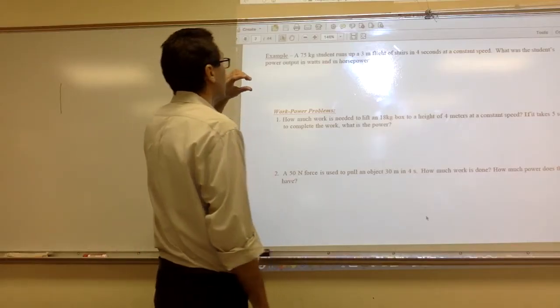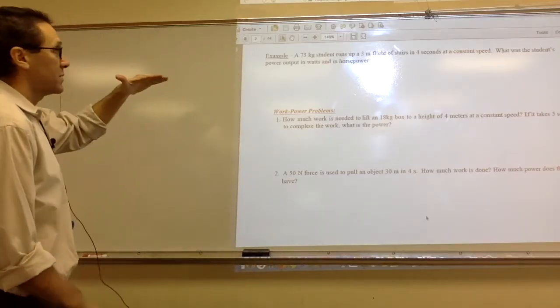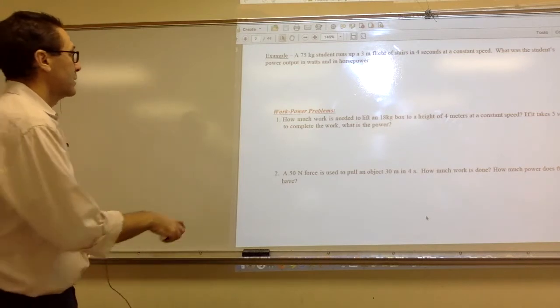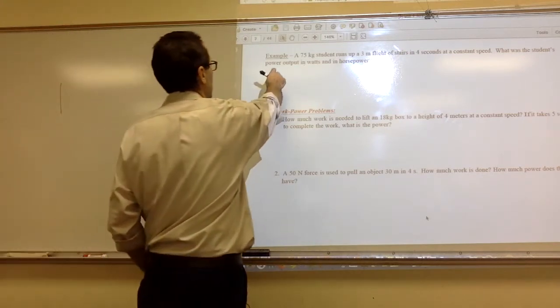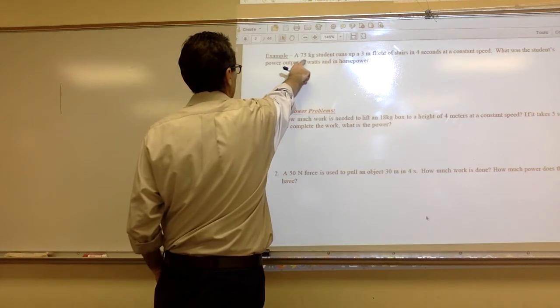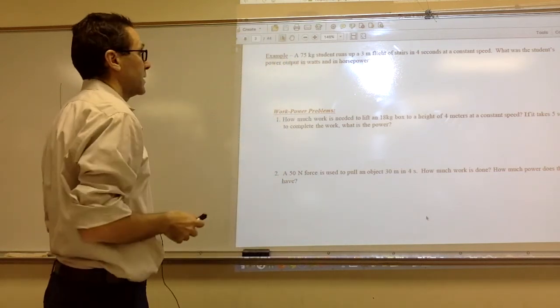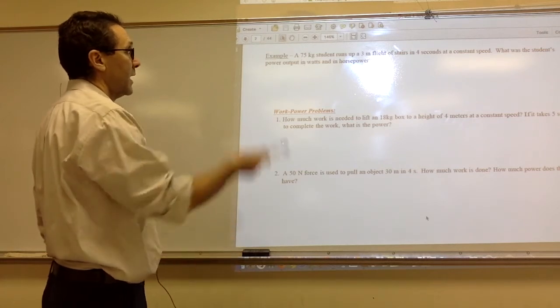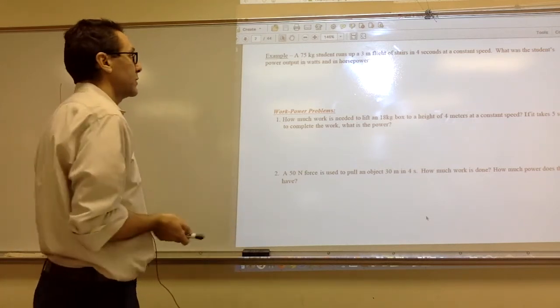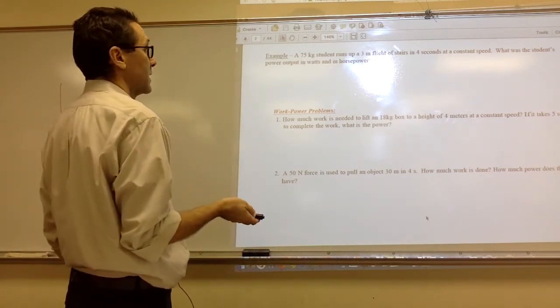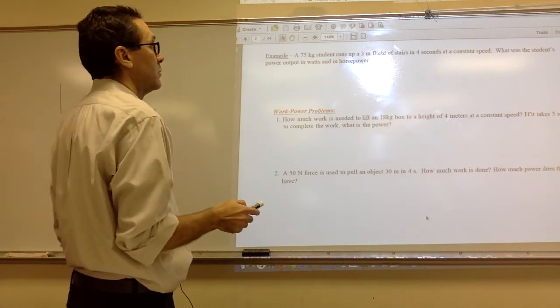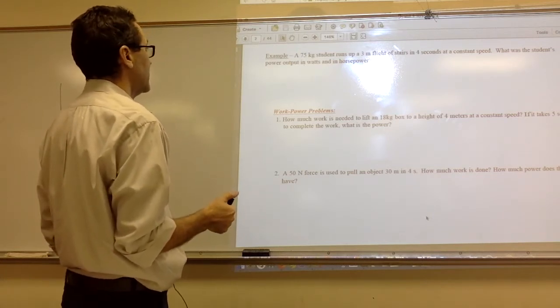This video is going to talk about the problems for work and power. The first one, on page 2, is the example. It says a 75 kilogram student runs up a 3-meter flight of stairs, pretty much just about the height between our first and second floor in this building, in 4 seconds at a constant speed. What was the student's power output in watts and in horsepower?